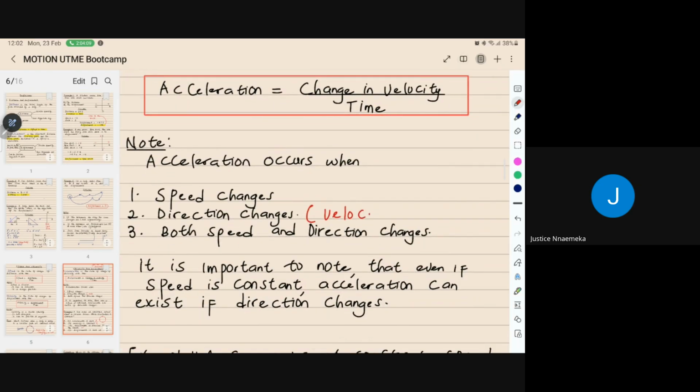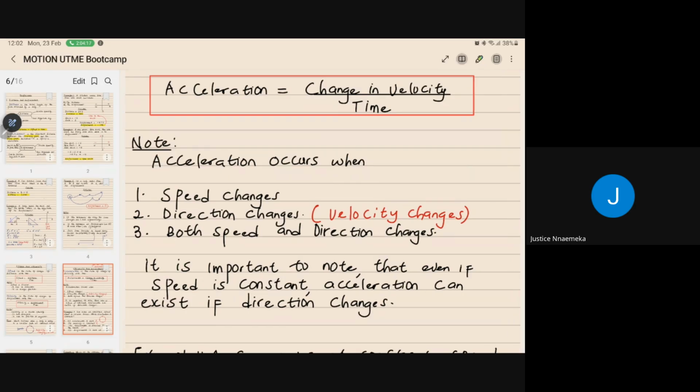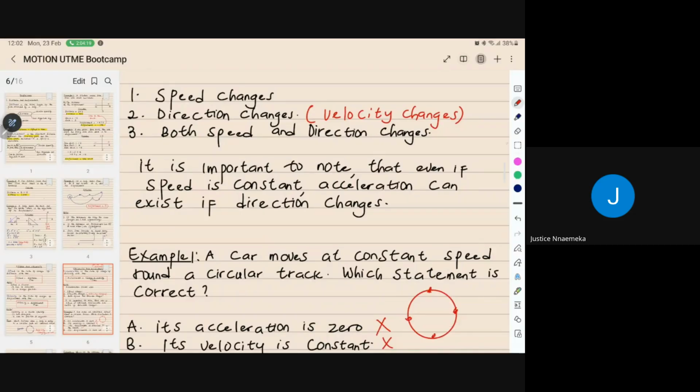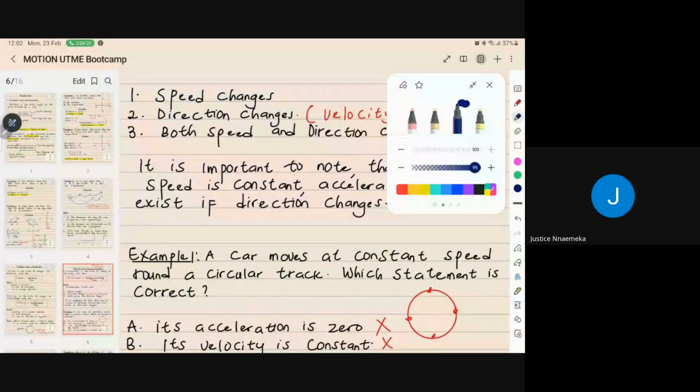But sometimes you can have that the speed is not changing, but the velocity is changing. That also means that acceleration is changing. So if one of them is present, it means that it is changing. So I said it is important to note that even if speed is constant, acceleration can change. Acceleration can exist if direction changes.